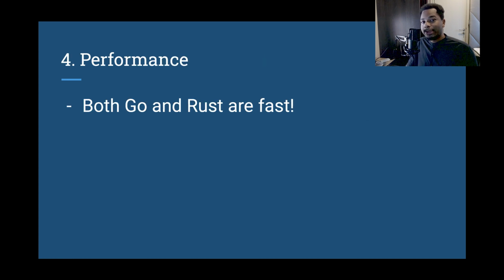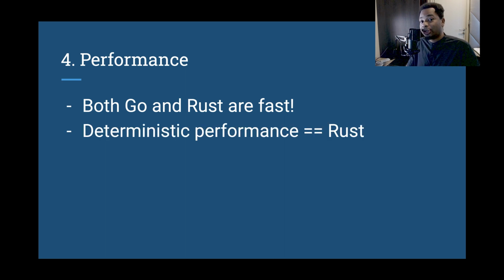So when it comes to performance, both Go and Rust are probably fast enough for whatever you're trying to do. But when it comes to deterministic performance, that's where Rust kicks in, because garbage collection means that at some point, the runtime is going to have to go through and grab all the references and figure out what needs to be released from memory. And Rust doesn't have that. Rust doesn't have garbage collection. So with Rust, you end up with more consistent performance.